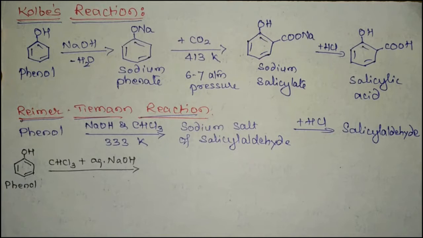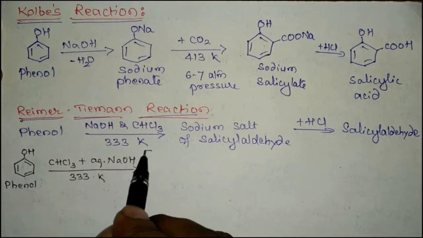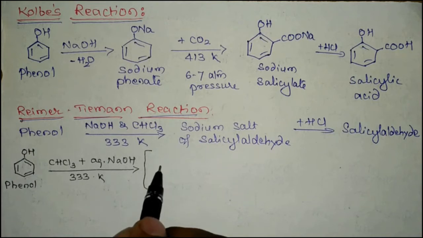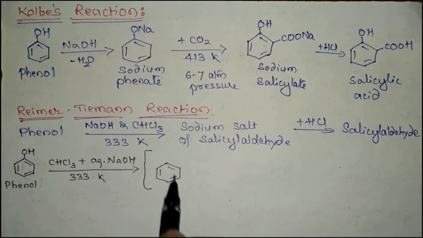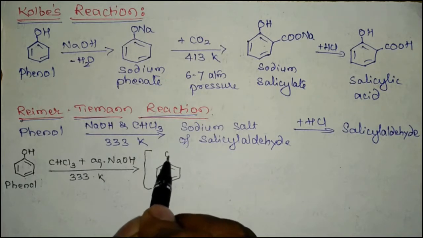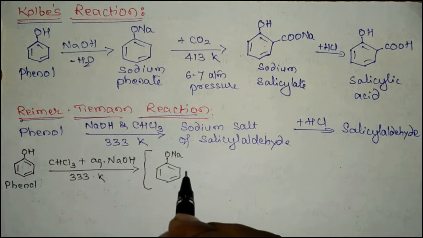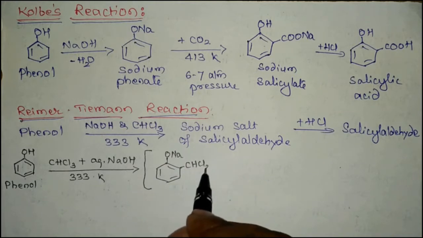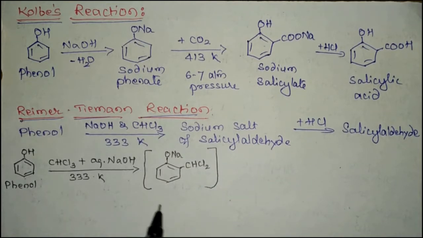Now let us discuss the reaction part. Phenol is treated with chloroform, CHCl3, and aqueous sodium hydroxide at 333 Kelvin. Here first you are going to get an intermediate, that is substituted benzyl chloride. This is substituted benzyl chloride, with ONa and CHCl2. This is the intermediate compound.